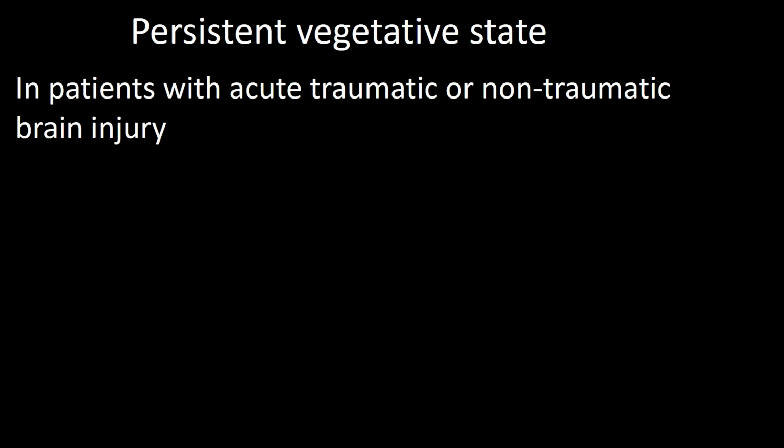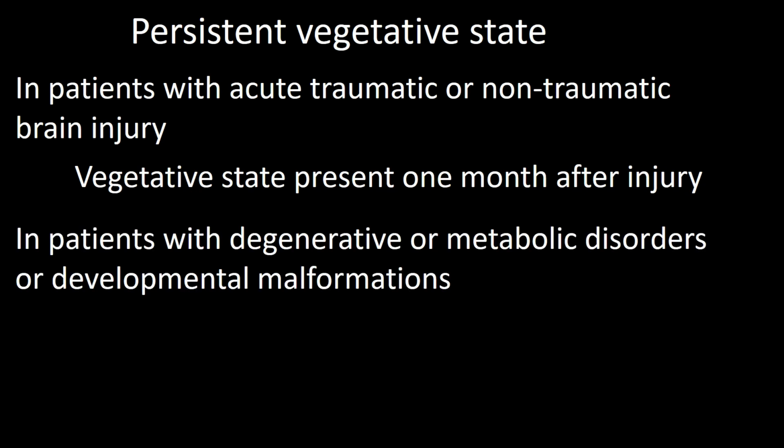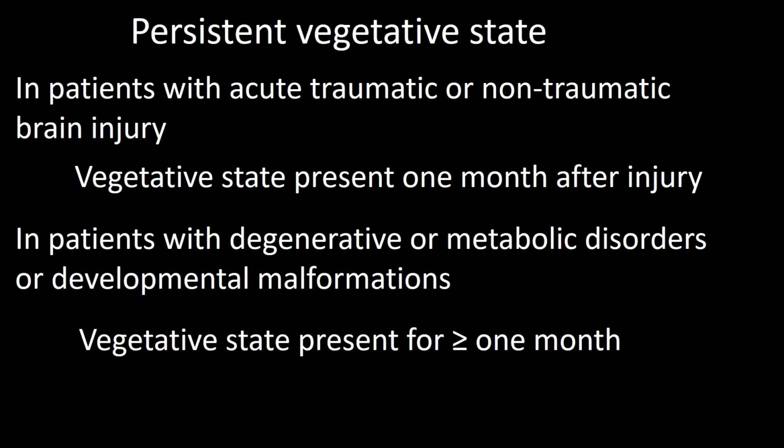The second term is persistent vegetative state. The definition of persistent vegetative state varies. In patients with acute traumatic or non-traumatic brain injury, vegetative state, to be called persistent, must be present 1 month after the injury. In patients with degenerative or metabolic disorders or developmental malformations, vegetative state, to be called persistent, must be present for 1 month or longer.